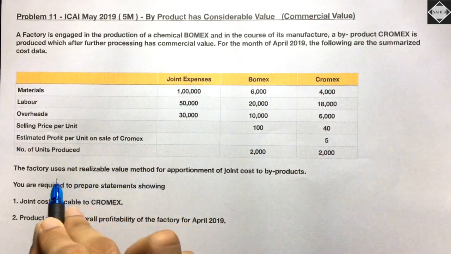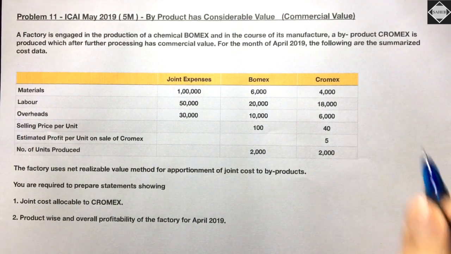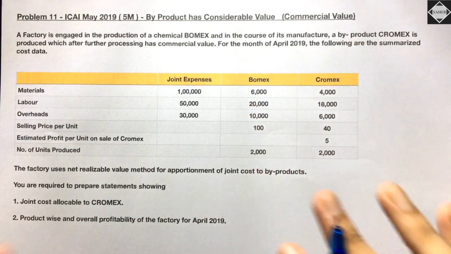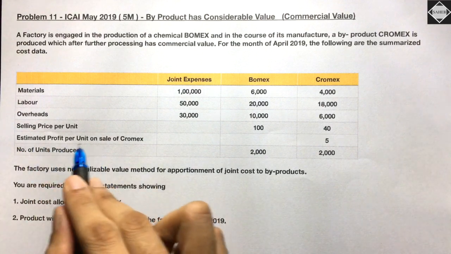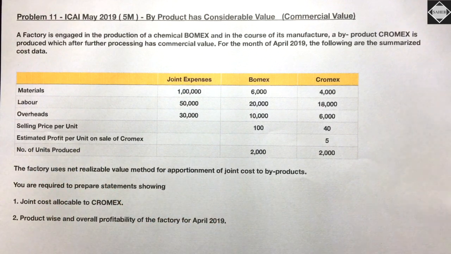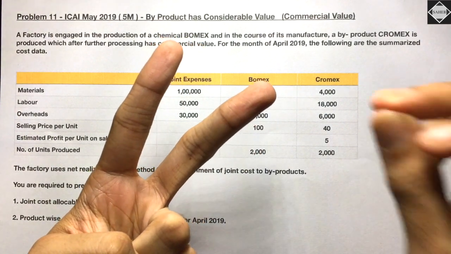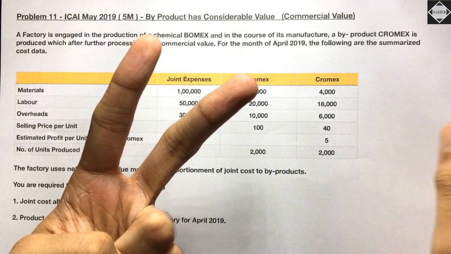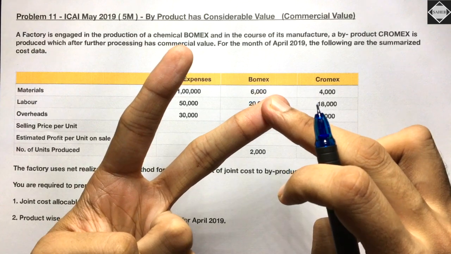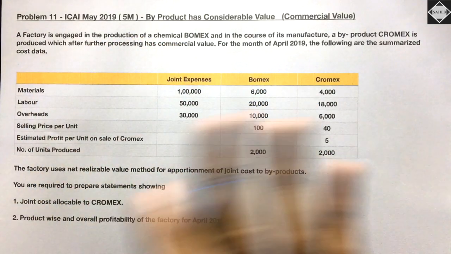Even though they are saying only net realizable value method, still you have to understand they are talking about reverse cost. And in this question, you have to apply reverse cost, not basic NRV. Otherwise, there is no use of this estimated profit per unit. Is that clear? Whenever the question says solve through NRV method and profit percentages or margin or per units are given, that means you have to apply reverse cost method.